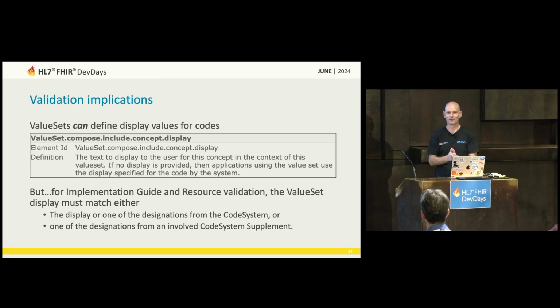with a value which is either one of the other designations for that code in the code system, or you can actually use one of the designations from an involved CodeSystem supplement. You can't just pick any random text you like. Well, in fact, you can, and people do, but it isn't valid. So that's the right way to do it if you're wanting to pick a bit of text that isn't one of the designations from the existing code system.